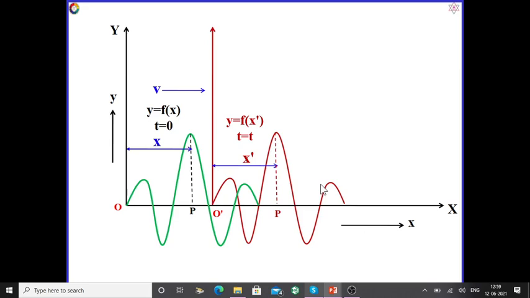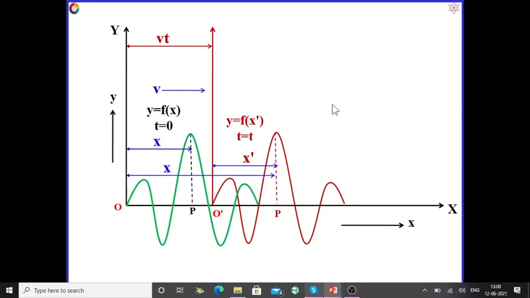And here one thing we have to remember, or we are going to accept, is that the pulse shape is not going to be changed. The initial pulse shape and after time t, the shape is the same. Now suppose the velocity is v, after time t we are measuring, then what will be the distance the O dash frame moved from the origin? That will be vt. So this distance will be vt.